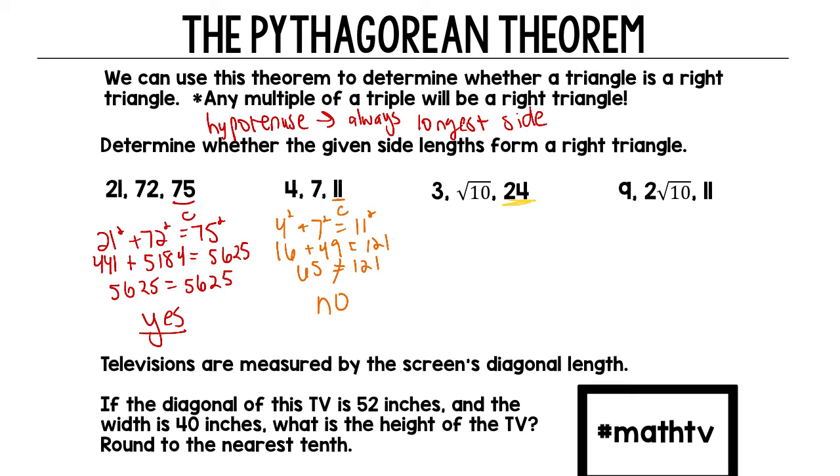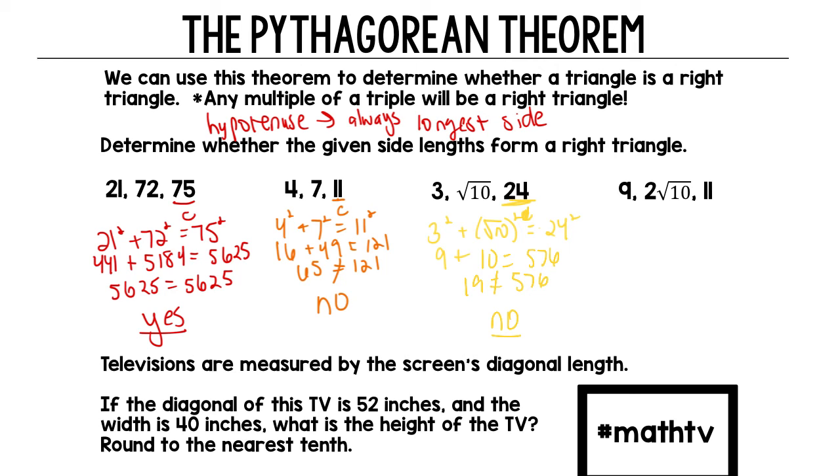24 is the longest side here, so that's our C. We'll have 3 squared plus the square root of 10 squared equals 24 squared. 3 squared is 9 plus, I don't know what I've written up here. Don't look at that. Square root of 10 squared is just 10. 24 squared is 576. Well, 9 and 10 is 19, and that, in fact, does not equal 576. So that's a no.